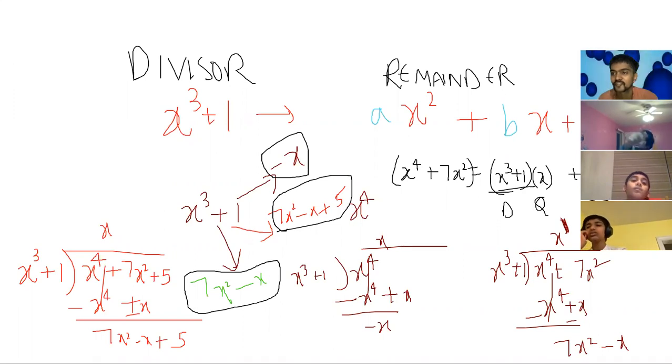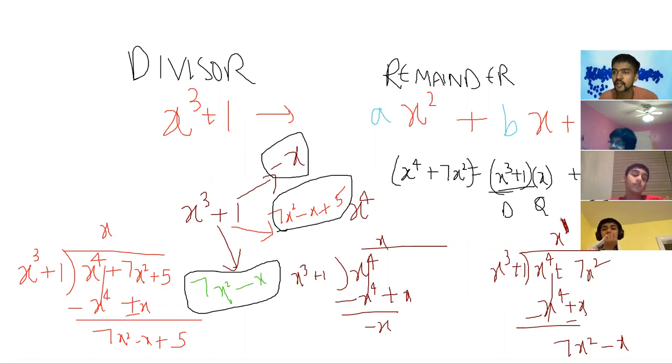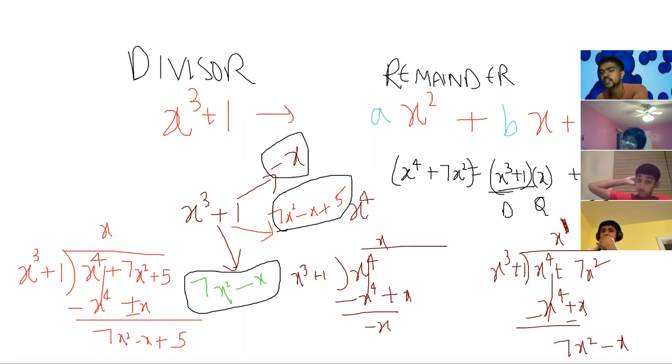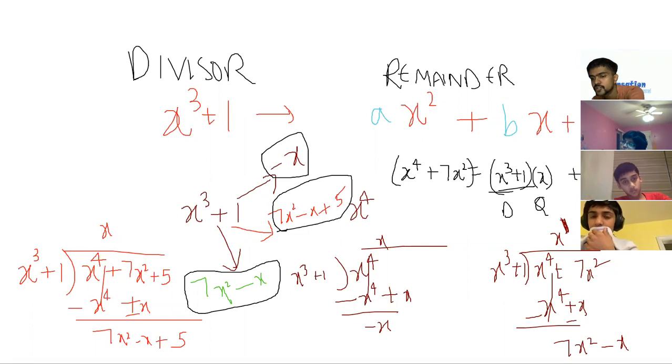Where did you get the x square and x remainder? How do you get the remainder again for every problem? One minute, let me complete this. We just did division and saw what we are left with. I did x cube plus 1 into x. I'm left with 7x square minus x. So for every time, do you have to put it into that variable, like x?